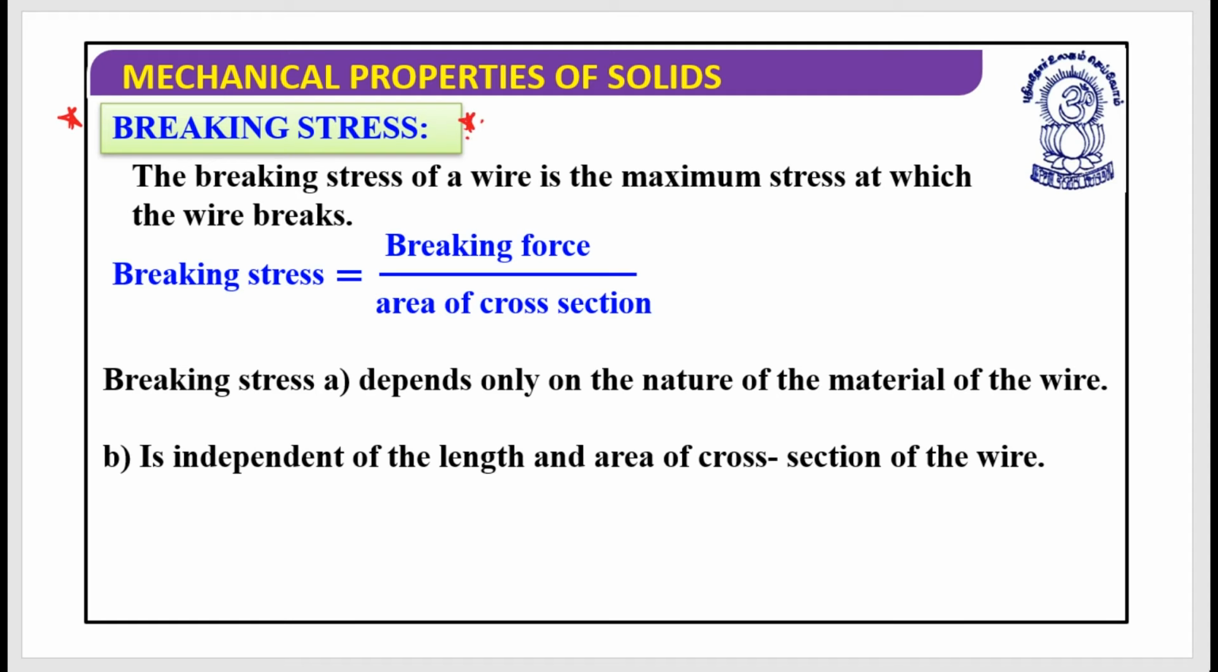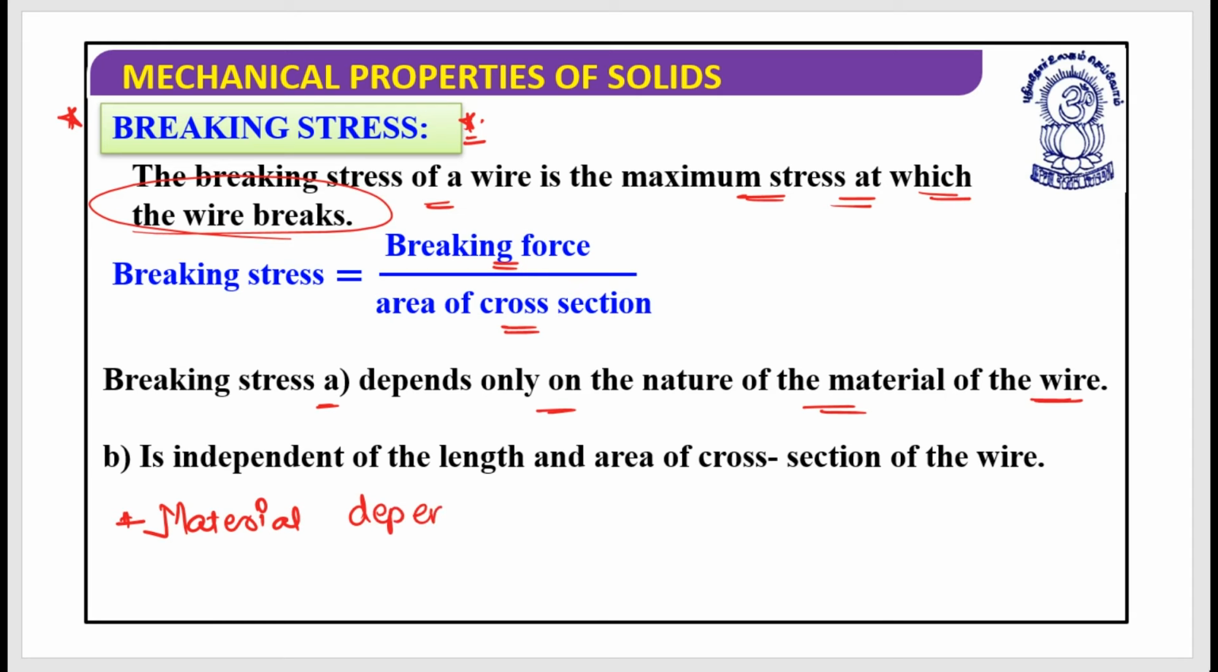Now let's discuss a very important topic: breaking stress. The breaking stress of a wire is the maximum stress at which the wire breaks. Basically, breaking stress is the breaking force divided by the area of cross section. First, breaking stress depends on the nature of the material of the wire. It is a material-dependent property.